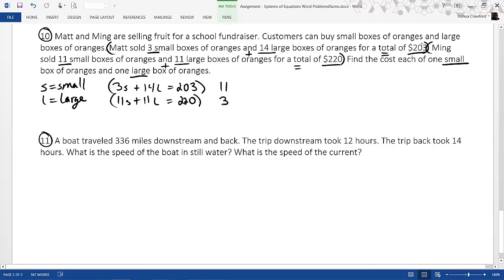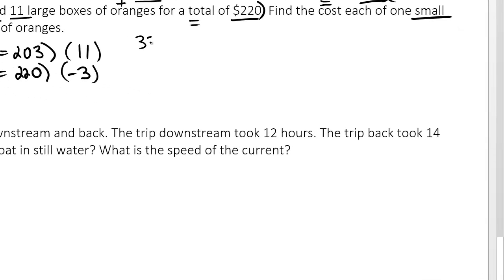One more thing, they're both positive, so one of these numbers needs to be negative. Let's choose the 3 to be negative, so that when we add, they'll cancel. So 11 times 3 is 33S, plus 11 times 14 is 154L, and then 11 times 203 is 2,233. And then multiplying the bottom, negative 3 times 11 is negative 33S minus 33L equals negative 660.